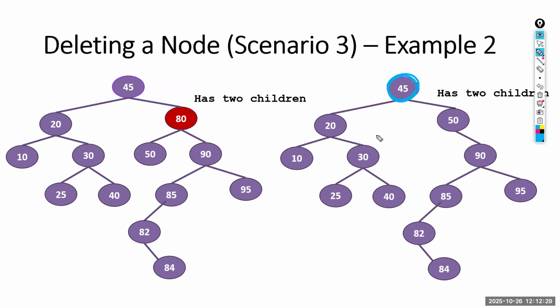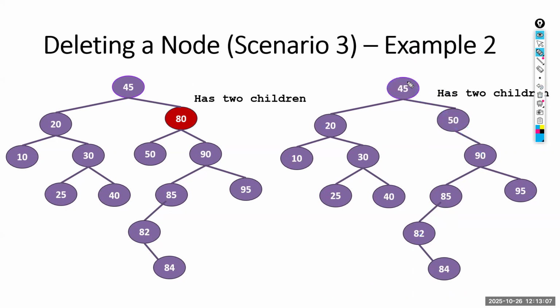So let's say we want to find the in-order successor. You go one right and you keep coming left, nothing to come. So therefore you can simply replace 45 with 50. Then this is your 50 and 90 will be connected to this. So that is 10, 20, 25, 30, 45, 40, 50, then 82, 84, 85, 90, 95. Correct.